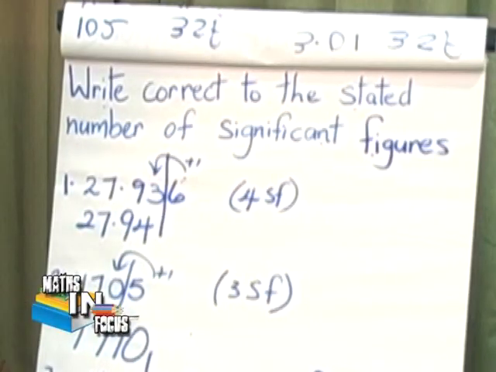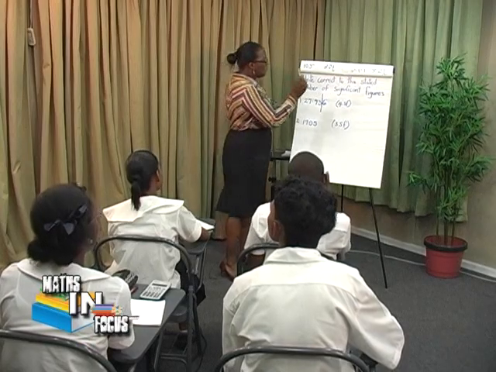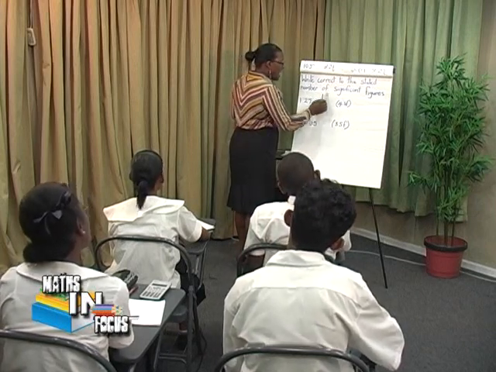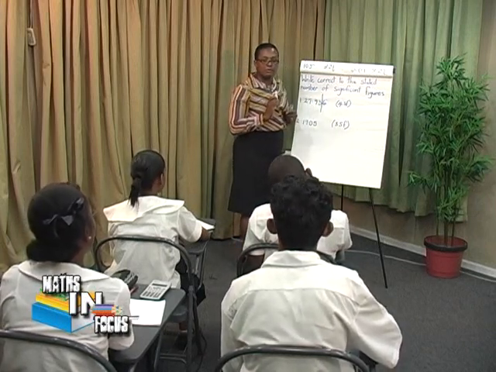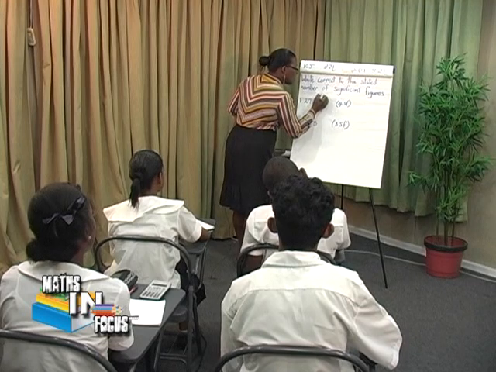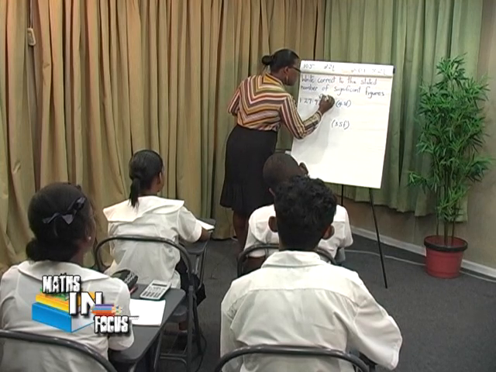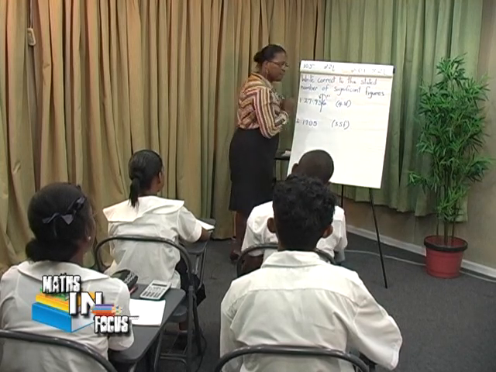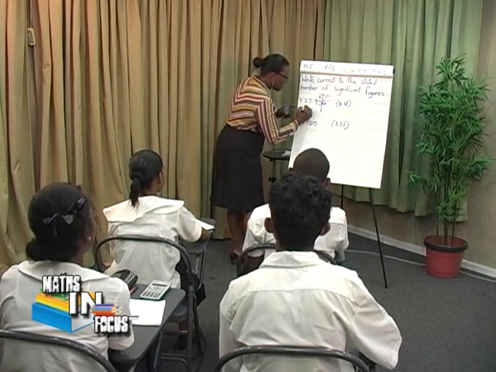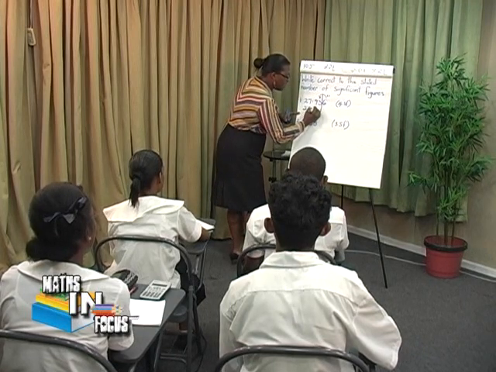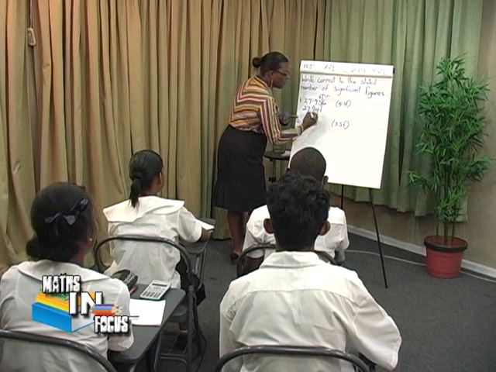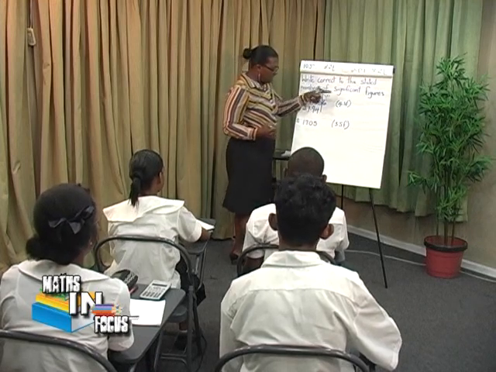After the line, we have a 6. So, what does the 6 tell us, to add a 1 or a 0? A 1. So, we're going to add 1 to the 3. And here we would have 27.94. And that would be the 4 significant figures.